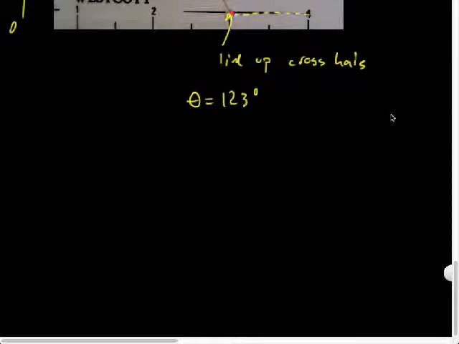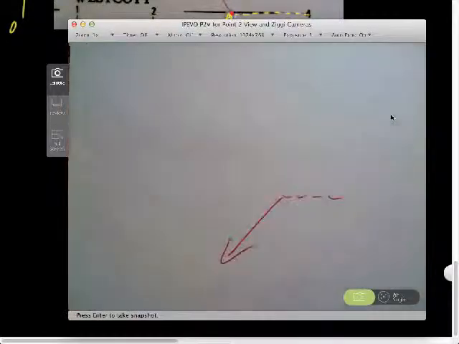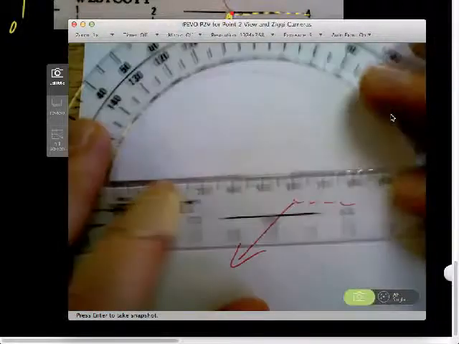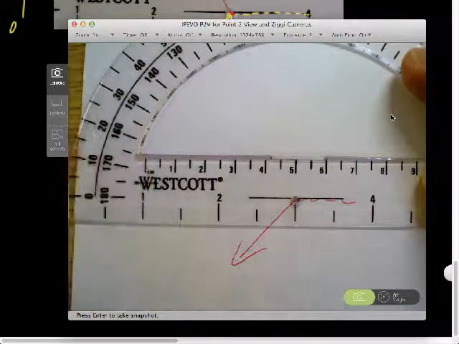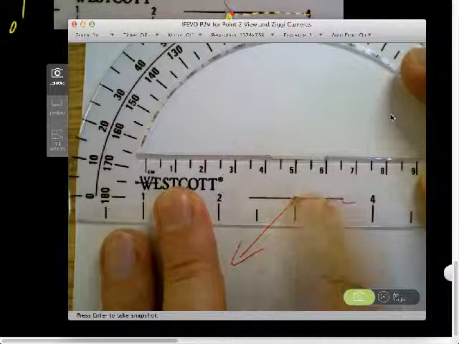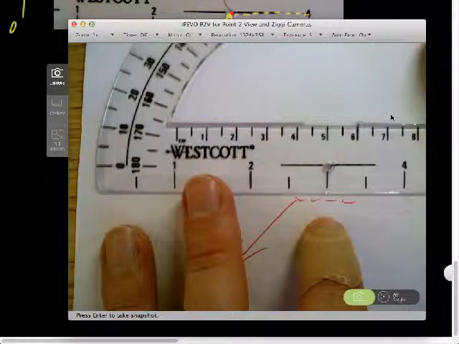Let me see if I can quickly demonstrate. So if, say, this was my angle, and I'm like, oh man, that's over 180 degrees, what do I do? What you can do is draw the horizontal.